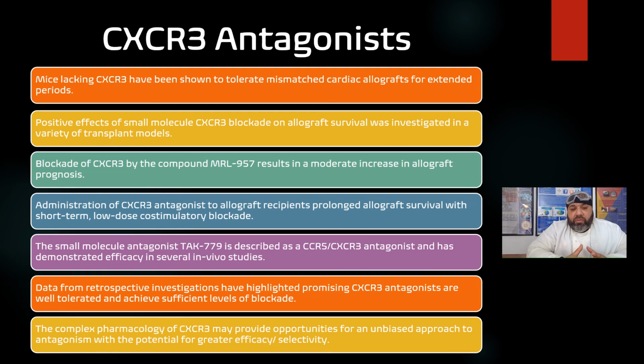Administration of CXCR3 antagonists to allograft recipients prolonged allograft survival with short-term and low-dose co-stimulatory blockade as well. And the small molecule antagonist that's been referred to as TAK-779 has been described as a CXCR5 CXCR3 antagonist and has been highlighted that the antagonist has some efficacy in several in vivo studies, and data from retrospective investigations also have highlighted that promising CXCR3 antagonists are well tolerated and achieve sufficient levels of blockade as well.